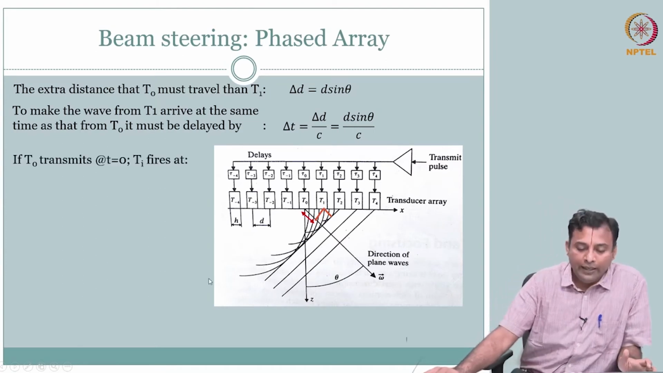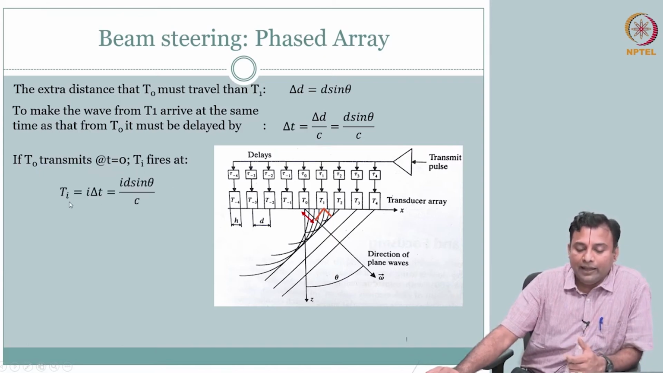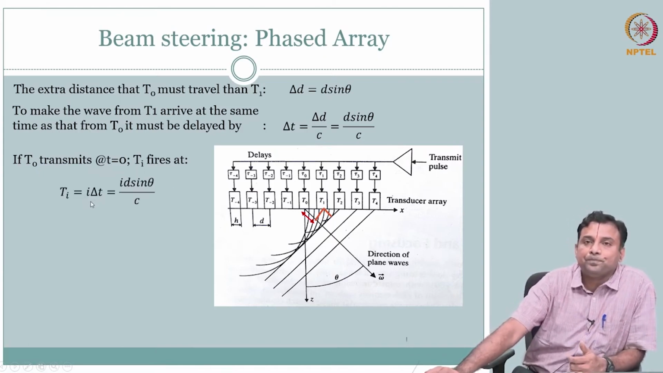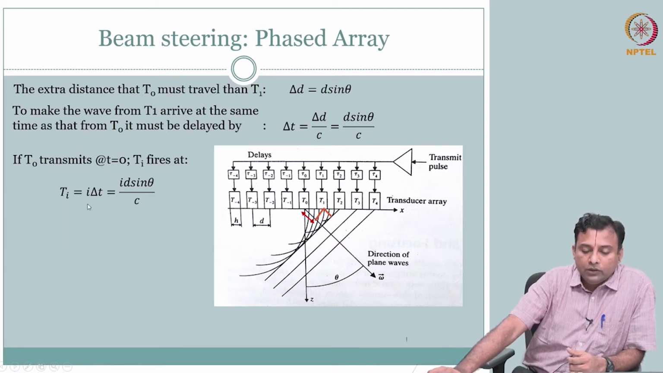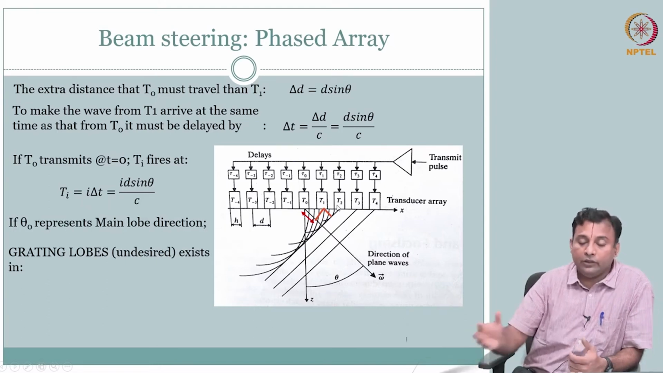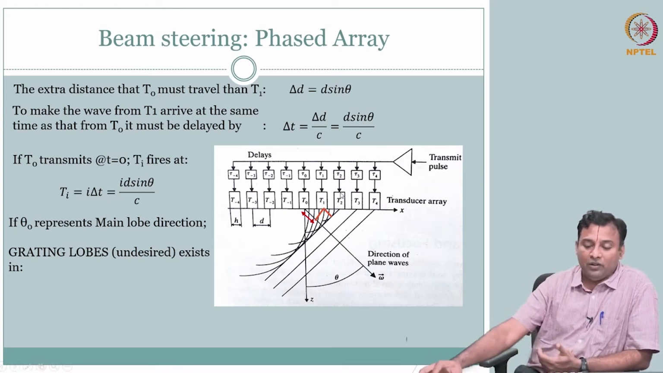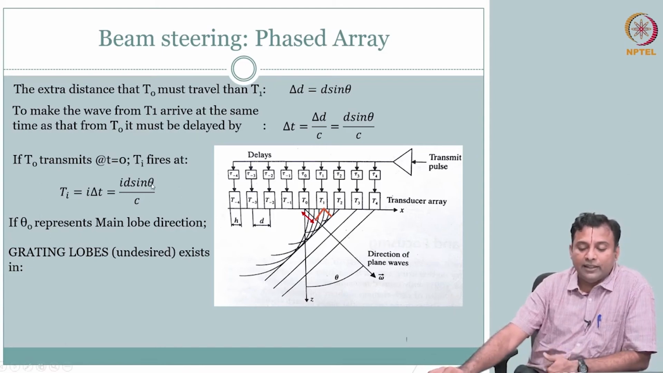What do I do for any element? So if T naught transmits at t equal to 0, Ti fires at, we can generalize that, Ti is i delta t. So your i d sine theta by c. Clear? So this is your time delay. So if this is the main lobe, you have accomplished steering. Now I can change whichever direction depending on the theta.